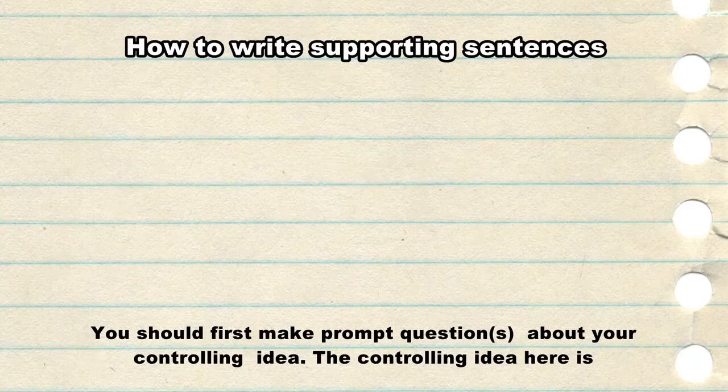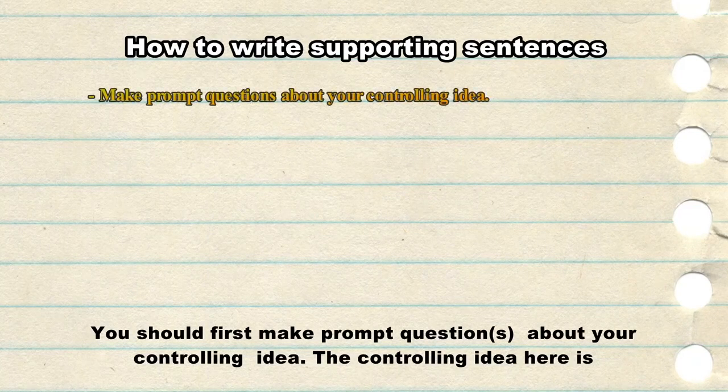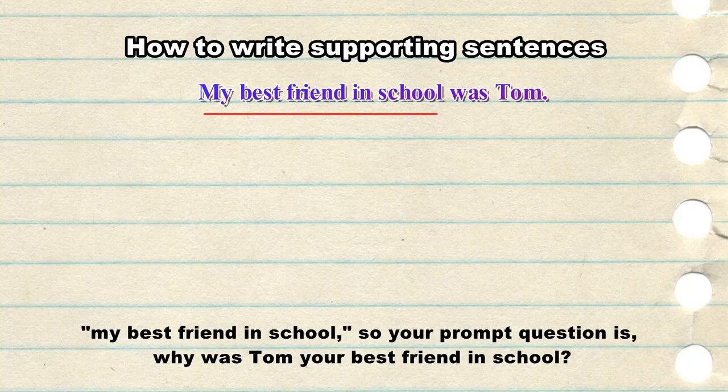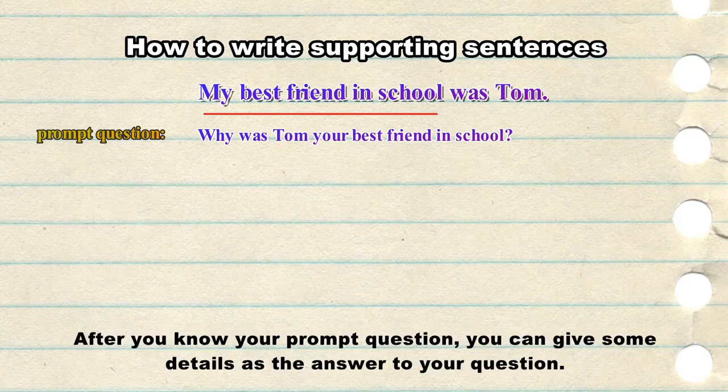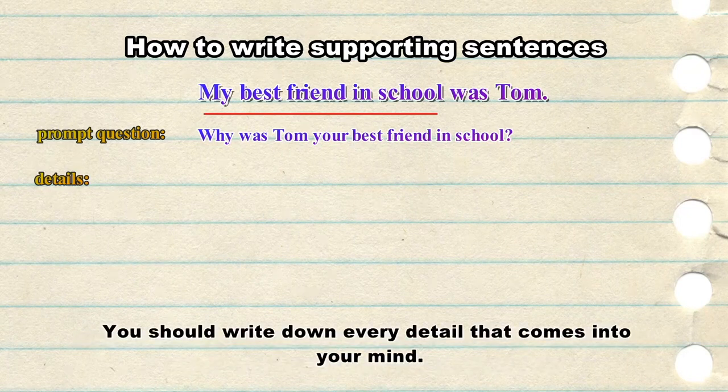You should first make prompt questions about your controlling idea. The controlling idea here is my best friend in school. So your prompt question is, why was Tom your best friend in school? After you know your prompt question, you can give some details as the answer to your question. You should write down every detail that comes into your mind.